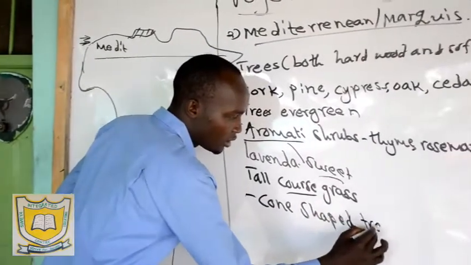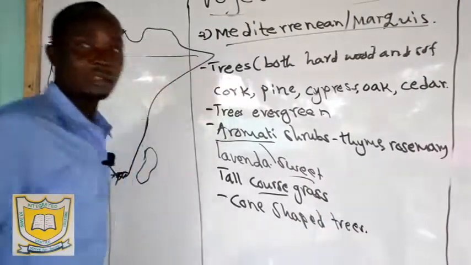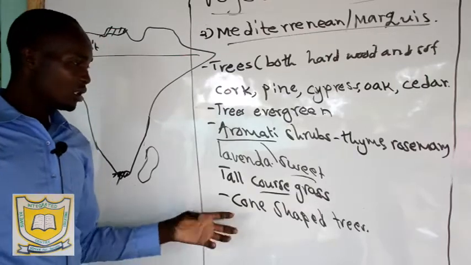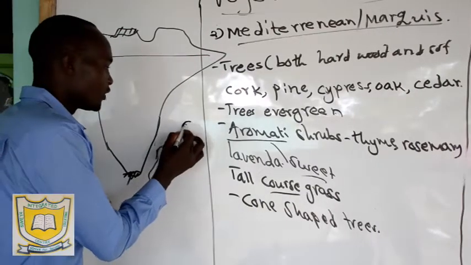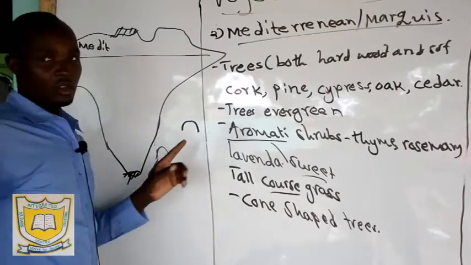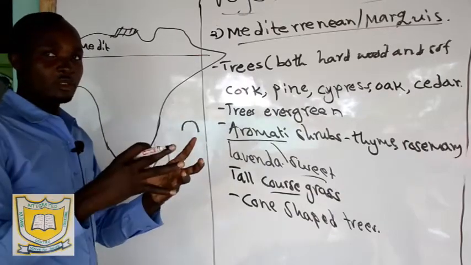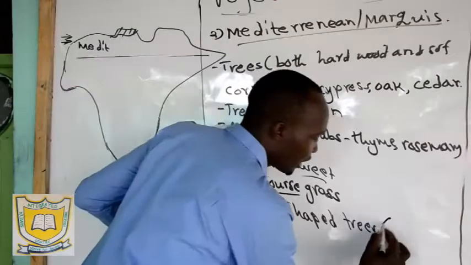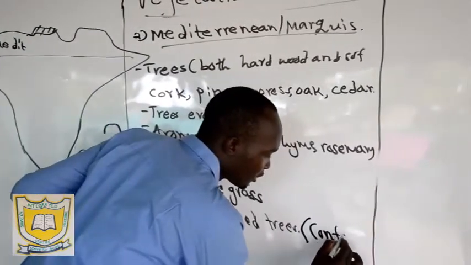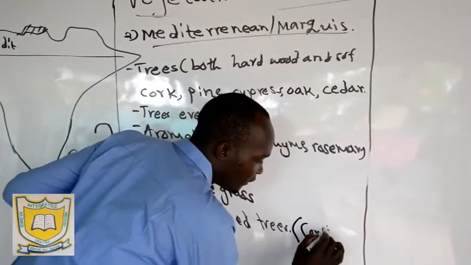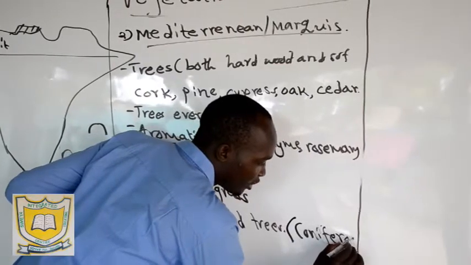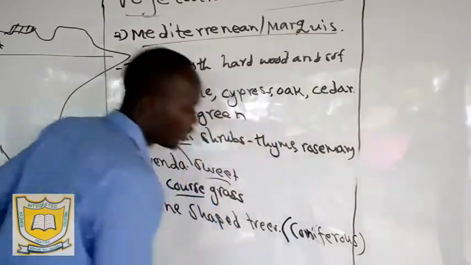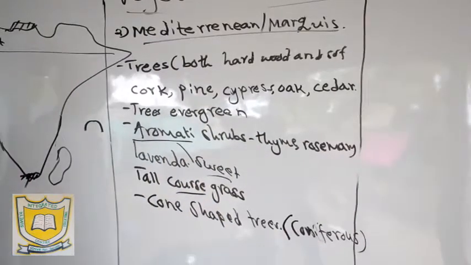trees. The trees are cone-shaped here. A cone is something like this. It forms something like this. In other words, we are saying the trees are what? Coniferous. From the word cone, coniferous. So coniferous trees are found in this forest.